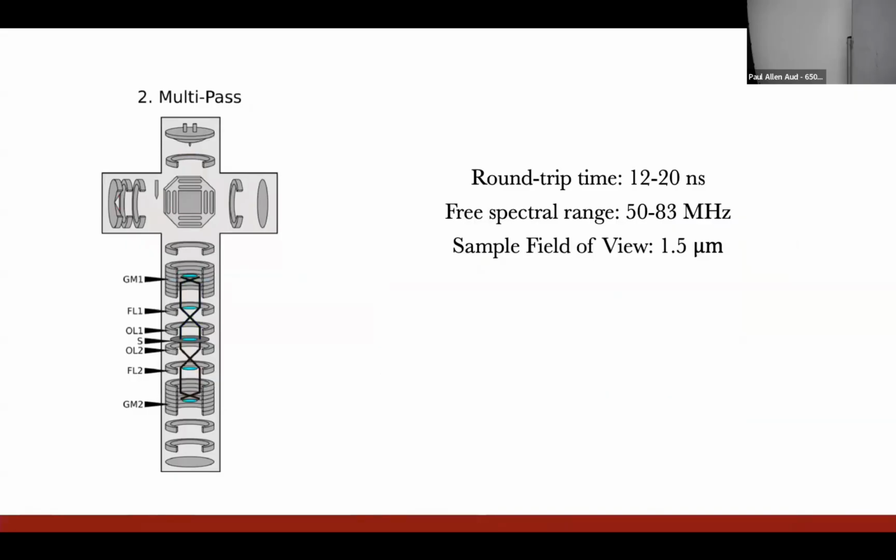So let's put this just a little bit more in cavity language. Depending on the setting of the mirrors, I have an electron that has a round trip time of about 12 to 20 nanoseconds. So this would be a free spectral range, if you will, of like 50 to 80 megahertz, right? As opposed to caring about something like the waist, right? What's important is the field of view that I get on my sample, right? So that's about 1.5 microns or so.